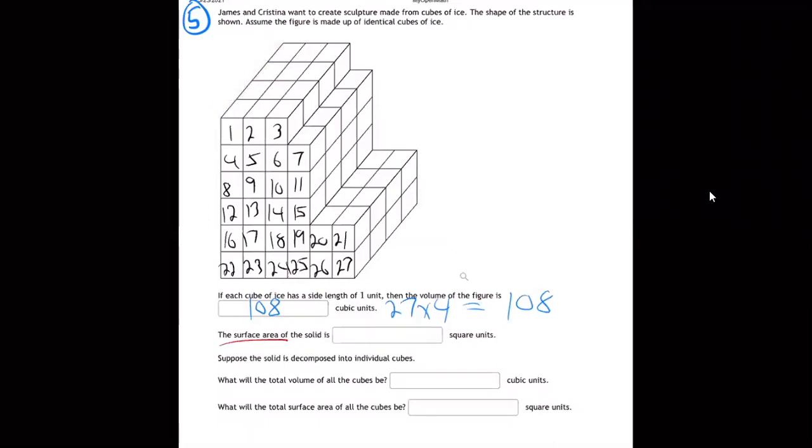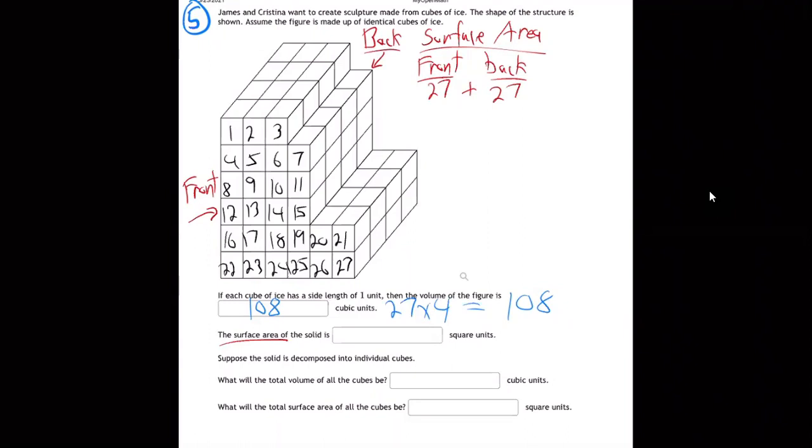So first off, right here on the front, there are 27, right? Let's just put it up here. Surface area: on the front there's 27. And then on the back, there's going to be the same thing, right? 27 on the front. Here's the back. We can't see the back, but it's identical to the front. So the front and the back are going to have 27 each.